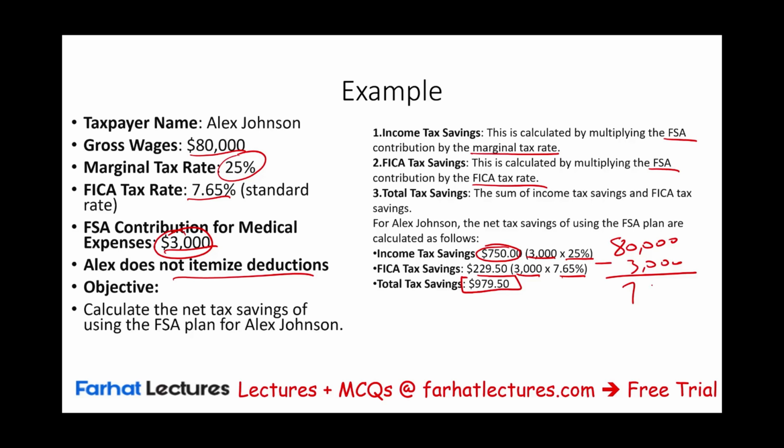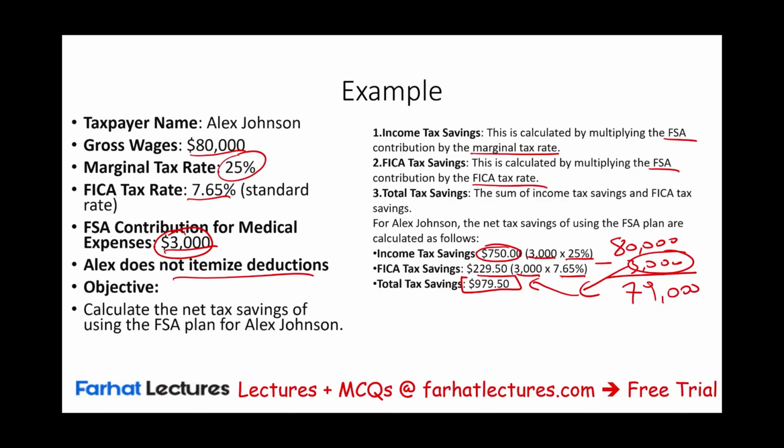So simply put, although he made $80,000, he was able to immediately put away $3,000. What's left to be taxable is $77,000. And by putting this $3,000 away, he saved $979.50, because if that $3,000 stayed, it would be subject to the 25% marginal tax rate and the 7.65% Social Security and Medicare. Not a bad deal. So simply put, you could save approximately $1,000.